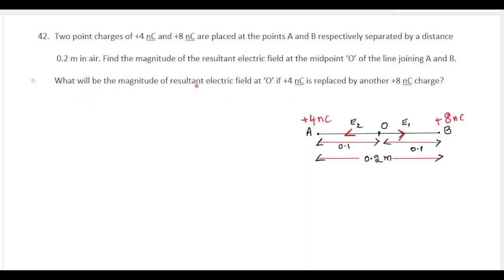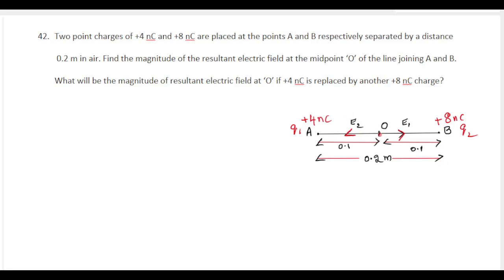What will be the magnitude of resultant electric field at O if +4 nanocoulomb is replaced by another +8 nanocoulomb charge? Now what is given is two point charges of +4 nanocoulomb and +8 nanocoulomb which are separated by a distance of 0.2 meters. So we have two charges Q1 and Q2 which are separated by a distance of 0.2 meters. We need to find the magnitude of the resultant electric field at the midpoint O.